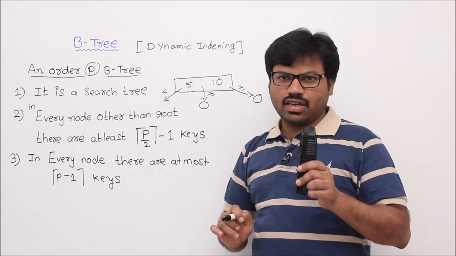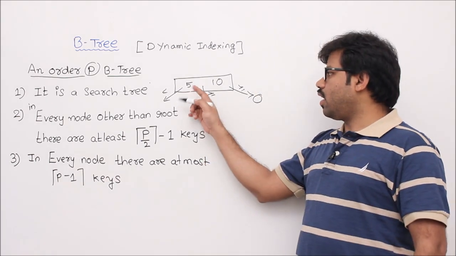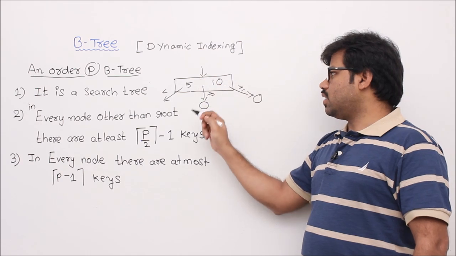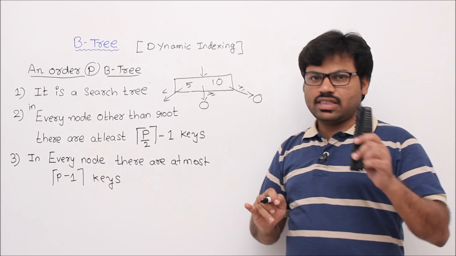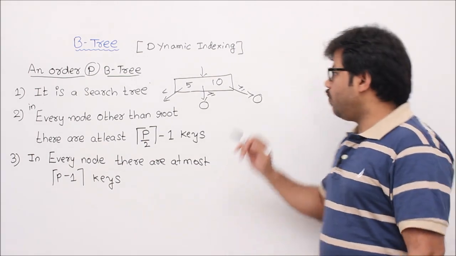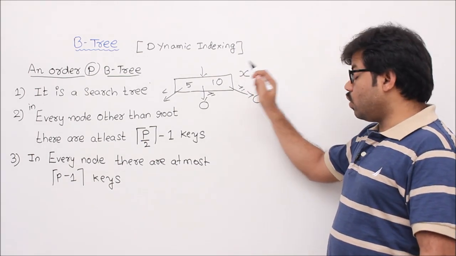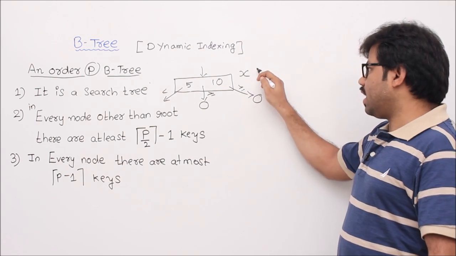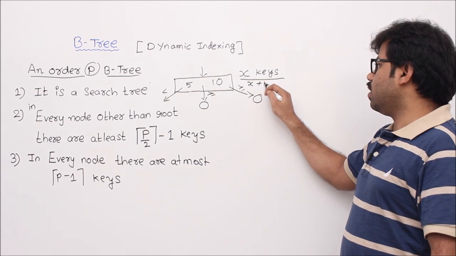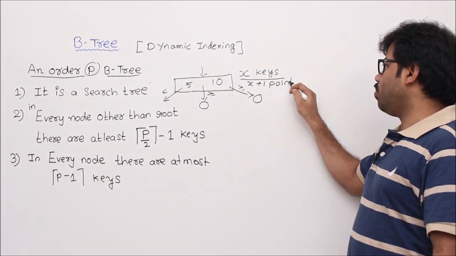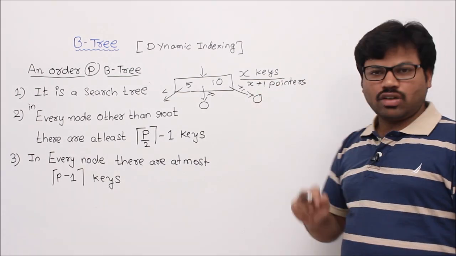We will see that later, but you focus on one particular node of a B tree. It's a search tree, that's why you will have some keys and pointers. The relation between keys and pointers is always fixed. If your node has x keys, then the number of pointers will always be x plus 1. Remember it: x keys and x plus 1 pointers. So that is a concept.